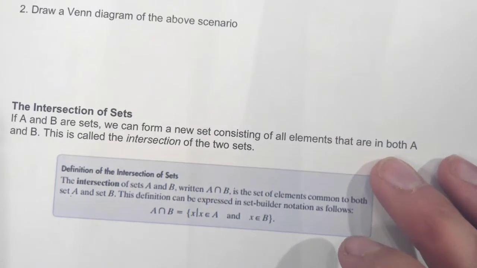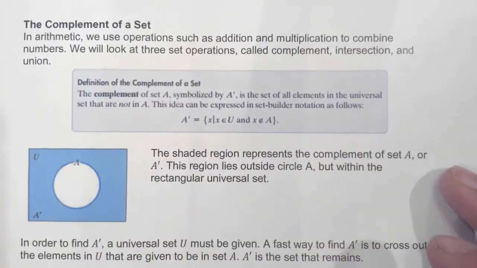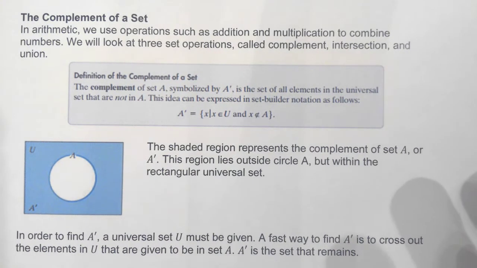Next page is called, so again, just lots of vocab today. The next thing is called the complement of a set. In arithmetic, we use operations such as addition and multiplication to combine numbers. We will look at 3 set operations, which are called complement, intersection, and union. So these are operations like adding, subtracting, multiplying, and dividing.